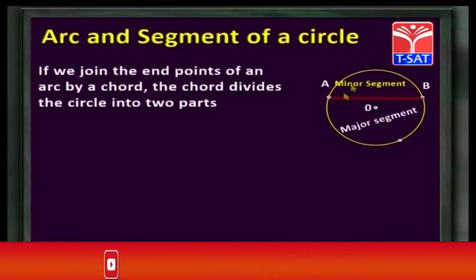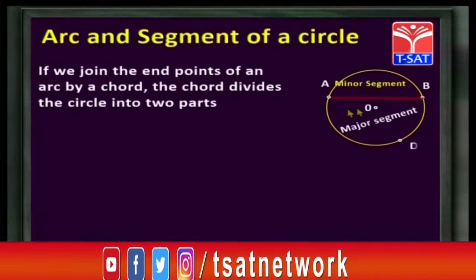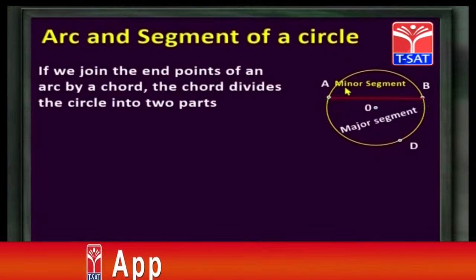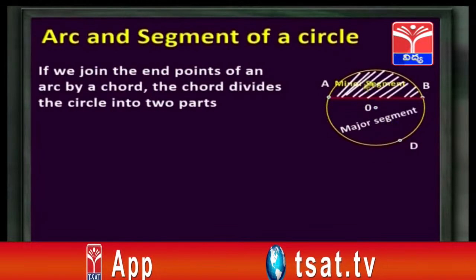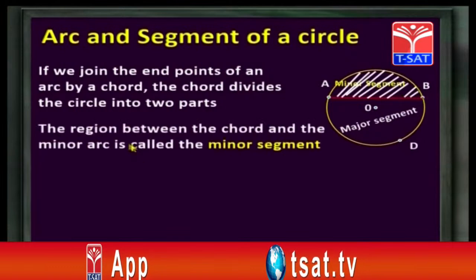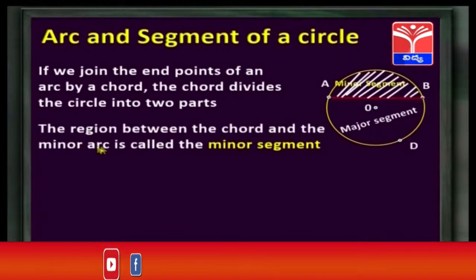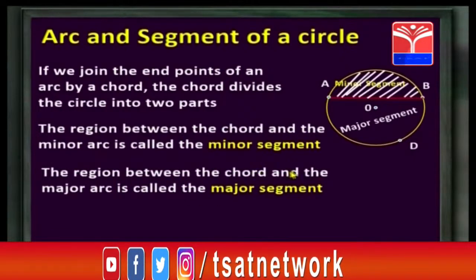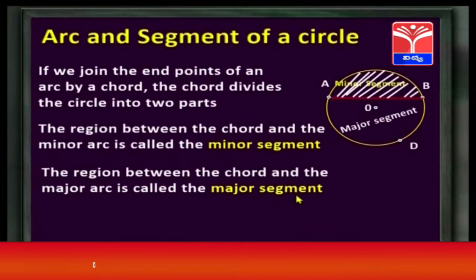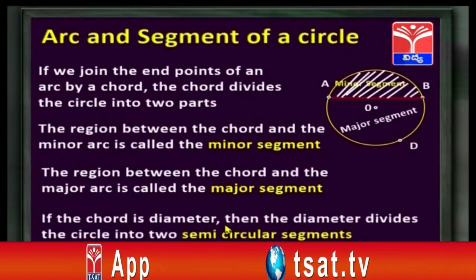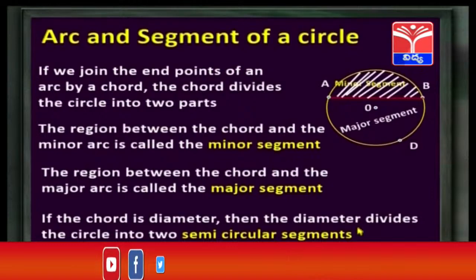How do we define which one is a major segment and which one is a minor segment? That depends on the size of the arc. If it is a minor arc, the segment will be a minor segment. If it is a major arc, then the segment will be a major segment. The region between the chord and the minor arc is called the minor segment and the region between the chord and the major arc is called the major segment. So, what happens if the chord is a diameter? If the chord is a diameter, then the diameter divides the circle into two semicircular segments.